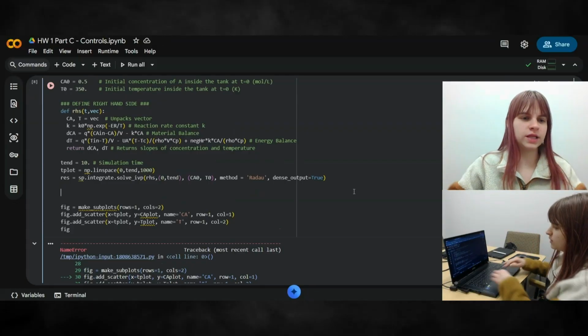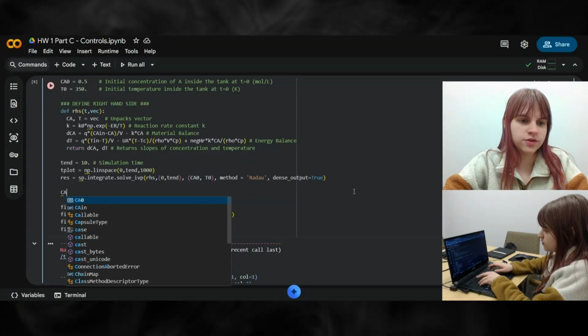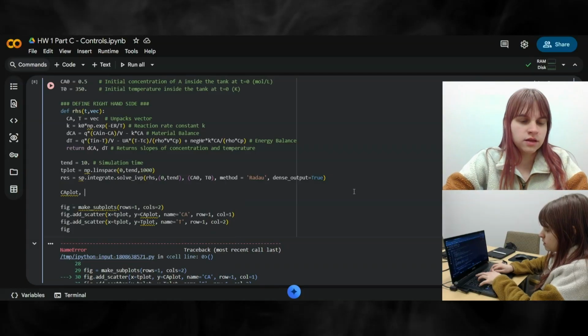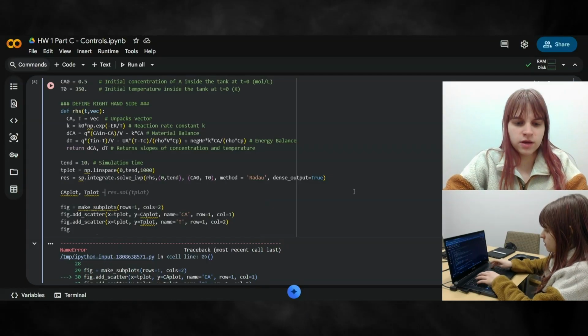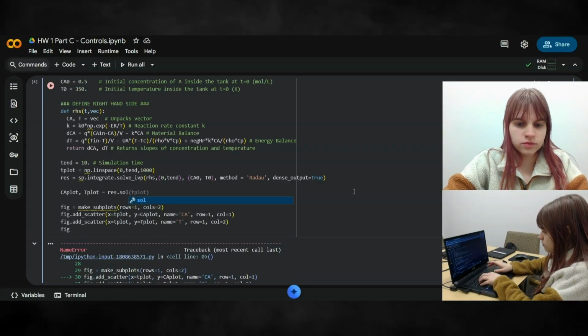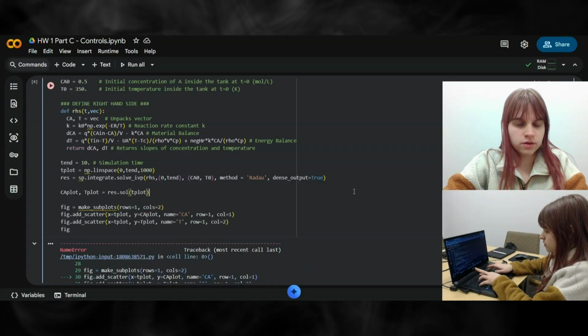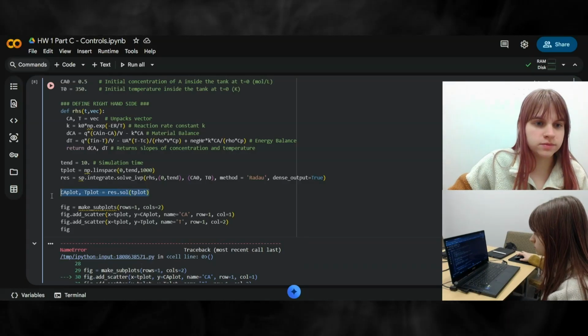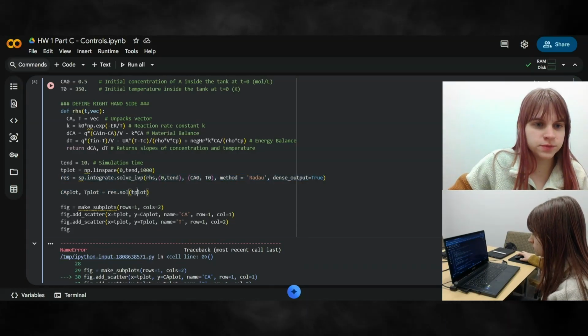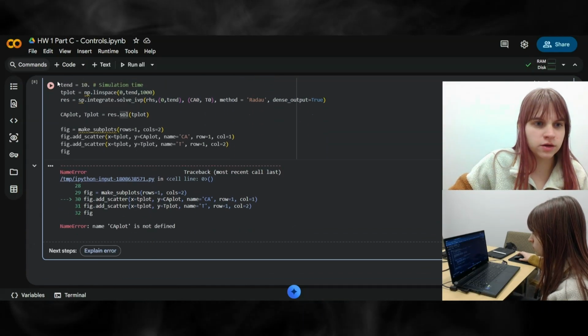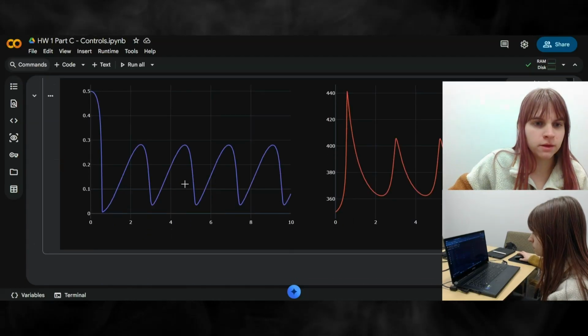Okay, so I completely forgot to say that the concentration of A plot and the T plot are right there. Results, solve this T plot, and that should make our errors go away. Okay.